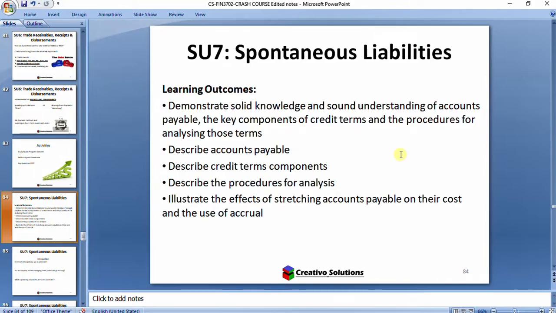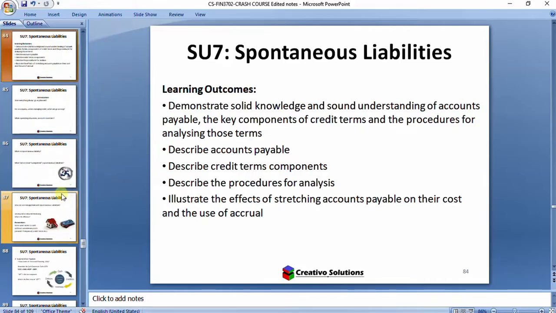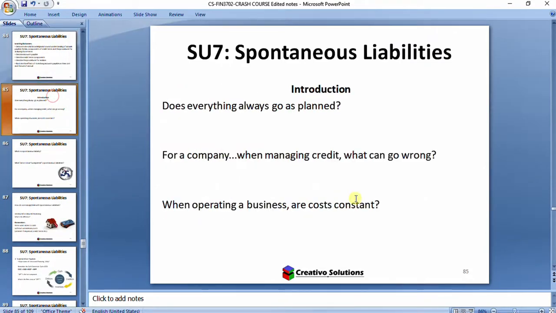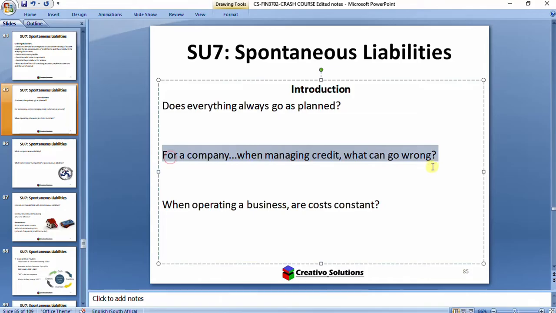It's a nice section because a lot of it is time value of money. If they give you any loans, you just need to remember principal times rate times time to work out the interest payable on these types of current liabilities. First thing, does everything go according to plan? No. Definitely not. So for a company, what can go wrong when managing credits?